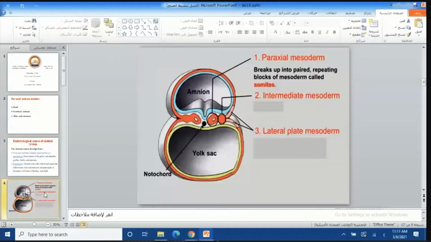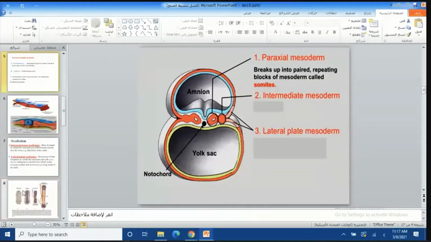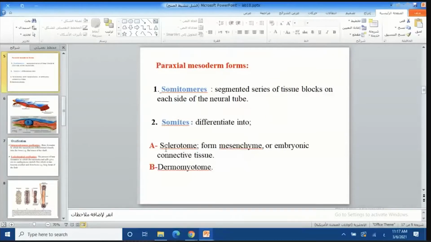Okay, so look at here. We said that the paraxial mesoderm, intermediate mesoderm, and lateral plate mesoderm are all layers of mesoderm that differentiate from the mesoderm itself. So the paraxial mesoderm will also differentiate into somitomeres and somites, while the somites will differentiate into sclerotome and dermomyotome, and they all have their own functions to form different parts in the skeletal system.